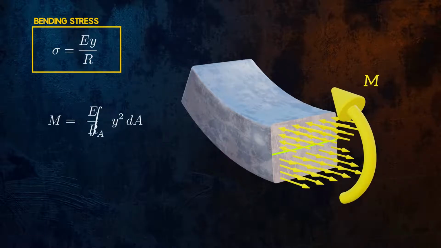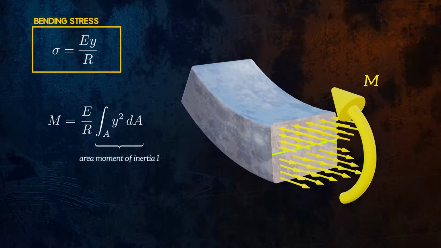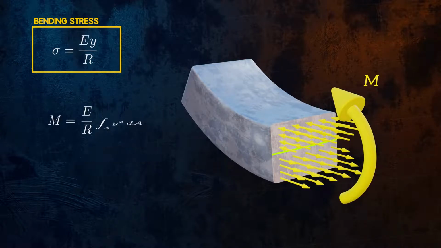When rearranged into this form, we can notice that the integral on the right is the definition of the area moment of inertia. This parameter, which I've covered in detail in a separate video, defines the resistance of a cross-section to bending due to its shape and is denoted using the letter I.